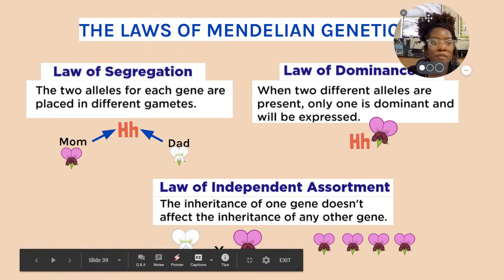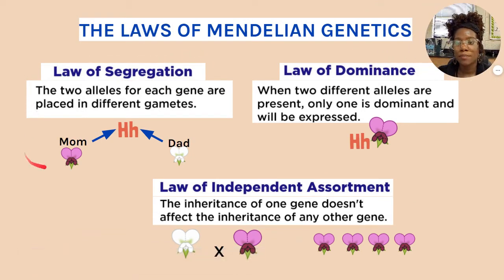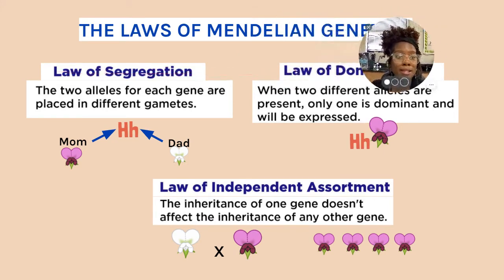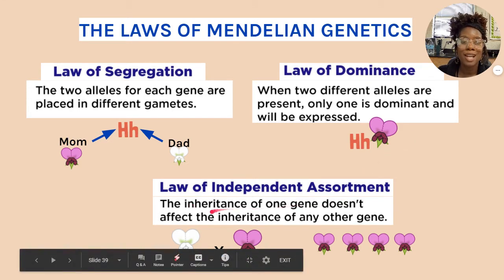Okay, let's look at the laws of Mendelian genetics. So we have what is called the law of segregation. That just means that the two alleles for each gene are placed in different gametes. We have the law of dominance. When two alleles are present, only one is dominant and will be expressed. Right, so if there's a big H, it's going to dominate, it's going to be expressed. Okay, then we have the law of independent assortment, which is the inheritance of one gene does not affect the inheritance of any other gene.